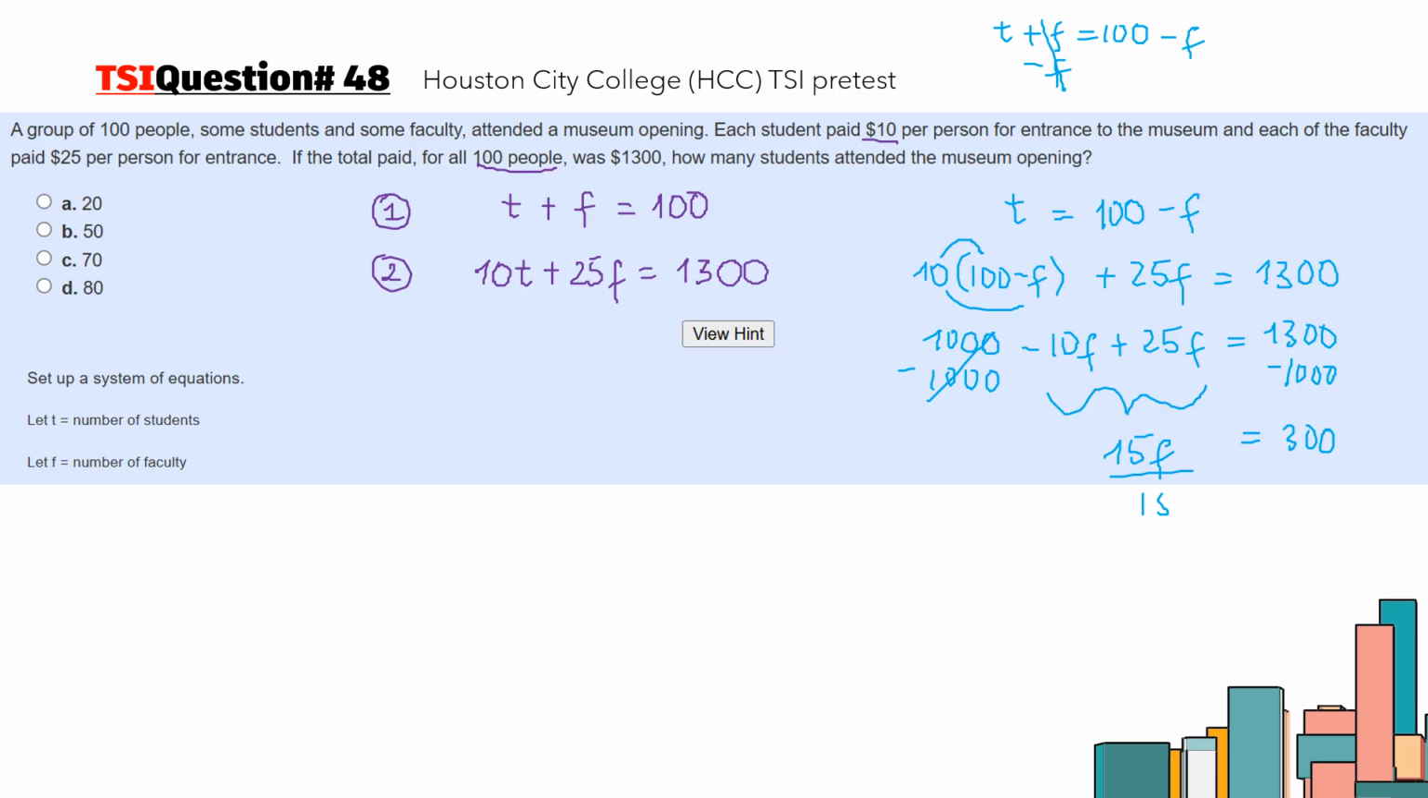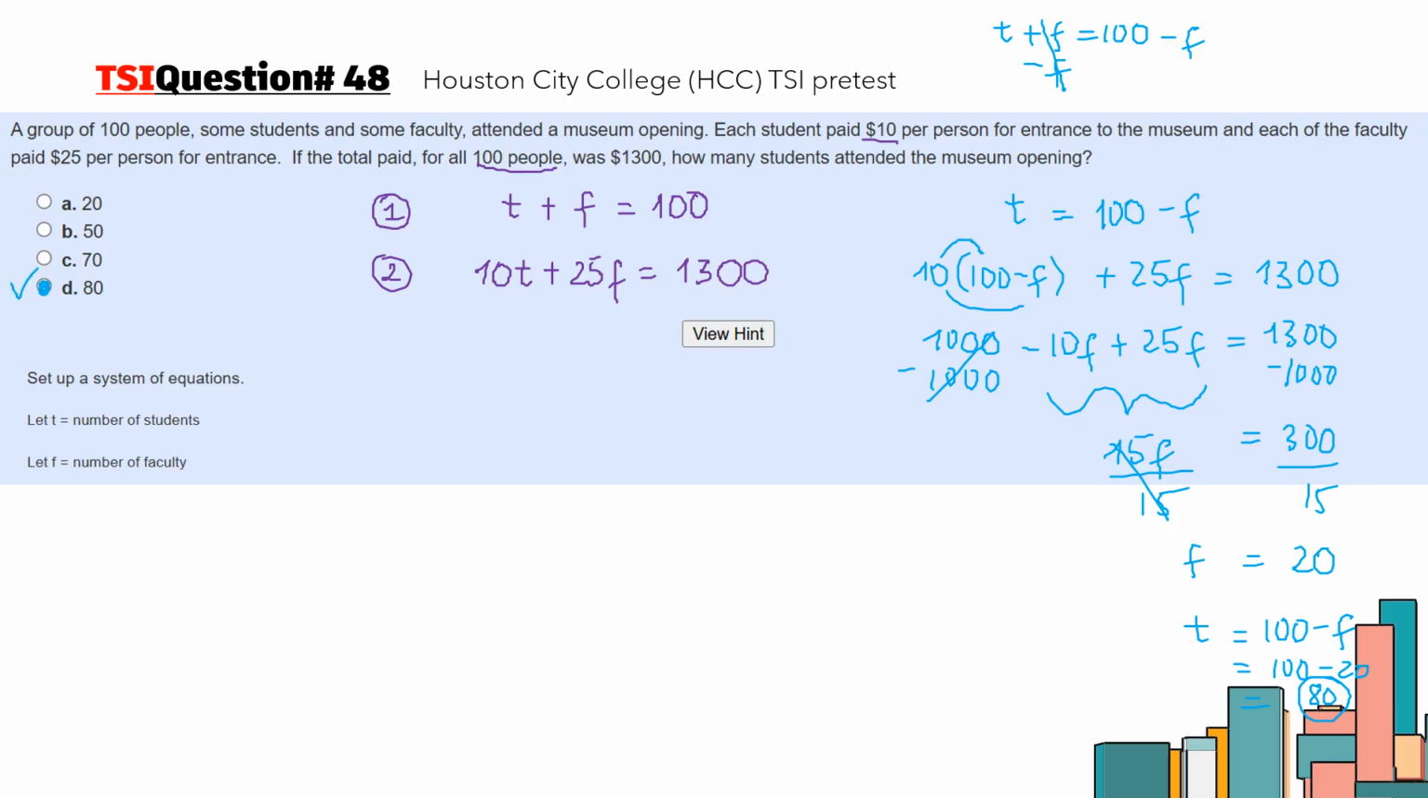Then we divide both sides by 15. This is left with F equal 20. 30 divided by 15 is 2, and then you have one more 0, so it's 20. So the number of faculty is 20. Now to find the number of students, we take 100 and subtract the faculty. So that will be 100 minus 20, and T equals 80. Okay, so D is the correct answer.